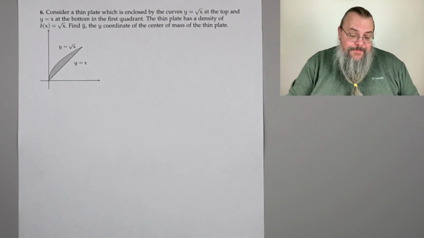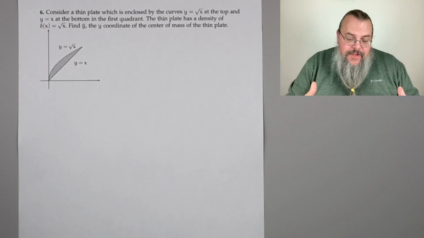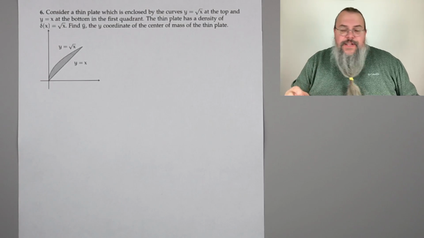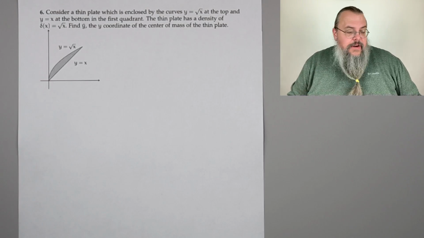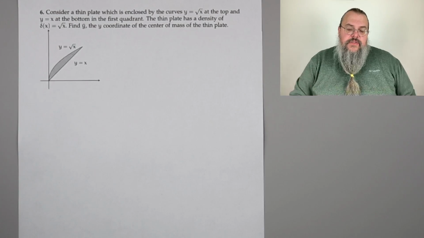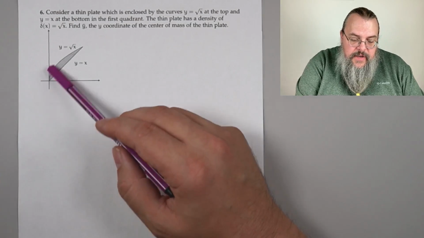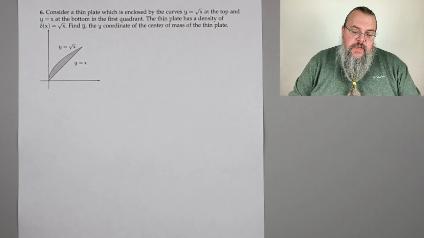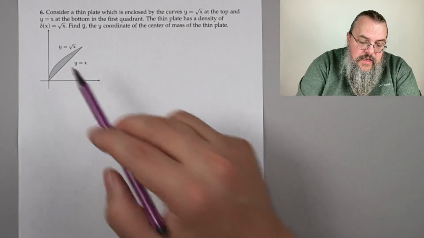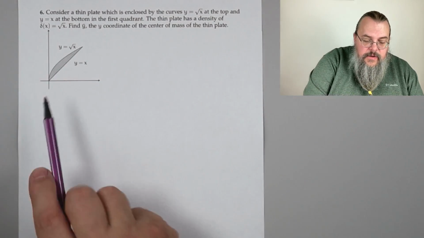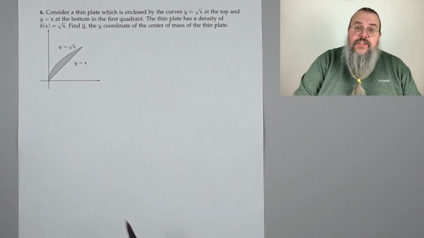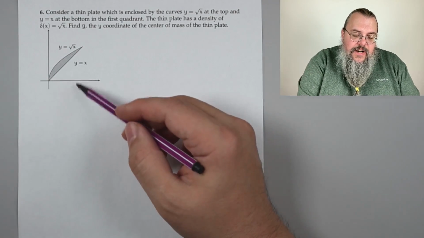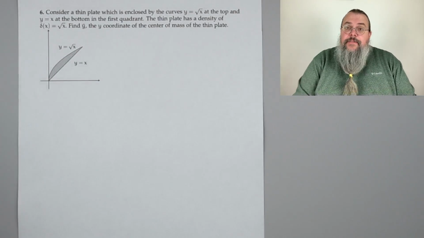Number 6. Consider a thin plate. Sometimes they call that a lamina, but that sounds very fancy, so we'll say thin plate, because that doesn't sound fancy. All right, so we have this thin plate, which is enclosed by the curves y equals square root of x and y equals x at the bottom in the first quadrant. And the thin plate has a density of square root of x. So in other words, as we move in the x direction, it gets thicker, right? So it's denser on the right than it is on the left.